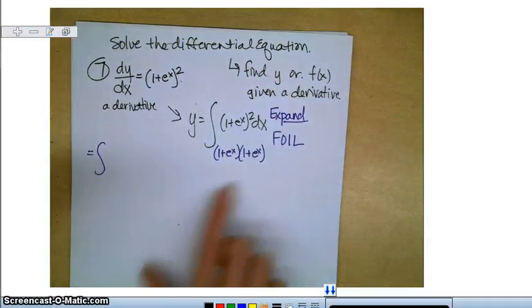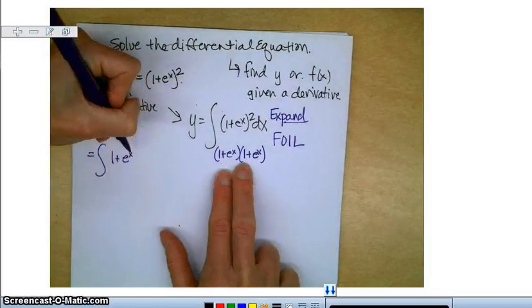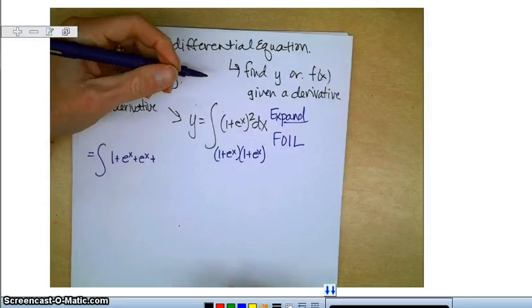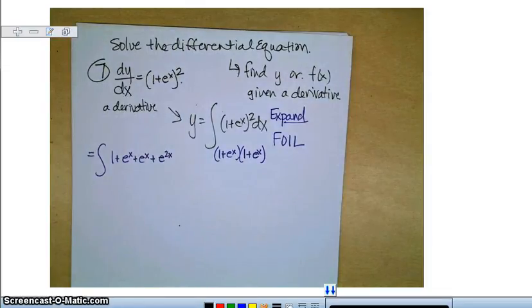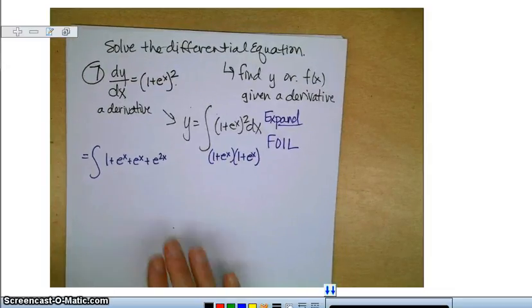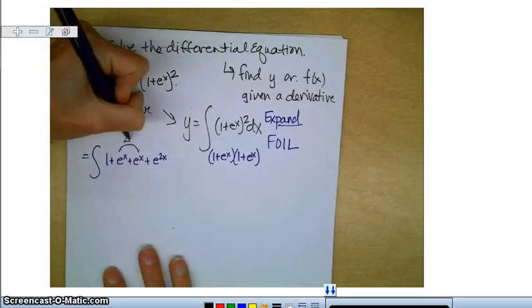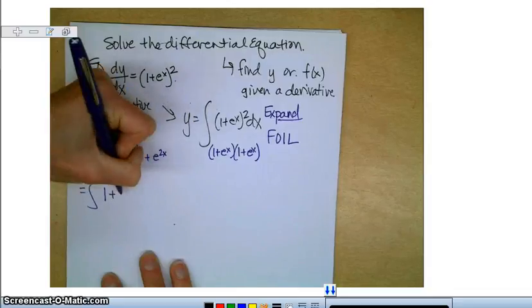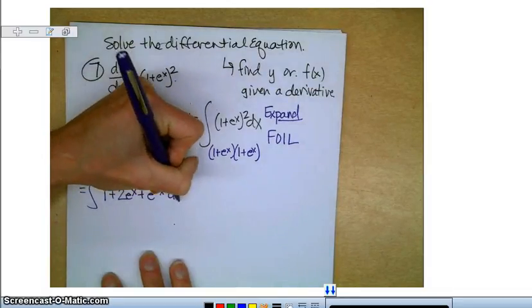So if I FOIL, I get 1 plus the outer is going to be e to the x. The inner is plus e to the x again. And the last, what's e to the x times e to the x? E to the 2x. Very good. What do you do with exponents when you multiply? Add them. Okay. So now the two middle terms go together to give you 2e to the x. Okay, so I'm integrating 1 plus 2e to the x plus e to the 2x dx.